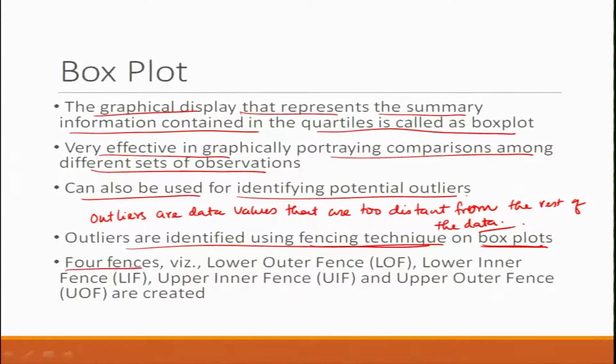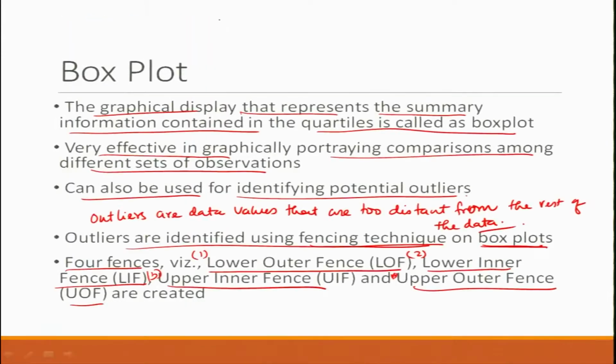There are 4 types of fences. Number 1 is our lower outer fence, typically called the LOF. Number 2 is the lower inner fence, called the LIF. The third one is the upper inner fence, UIF, and the fourth one is the upper outer fence, called the UOF. So, we create all these fences onto the box plot, and using that we try to identify the outliers. So, let us see how to make the fences.